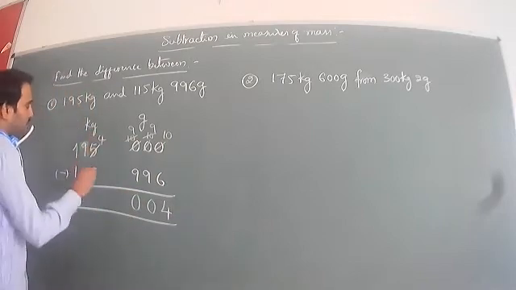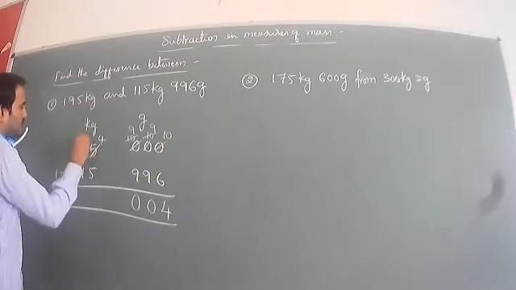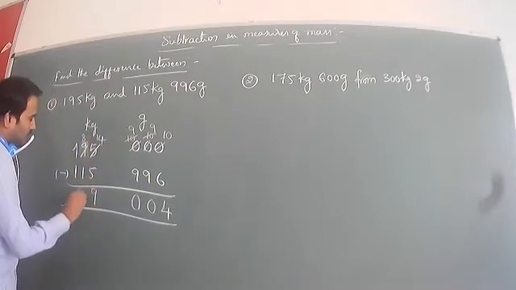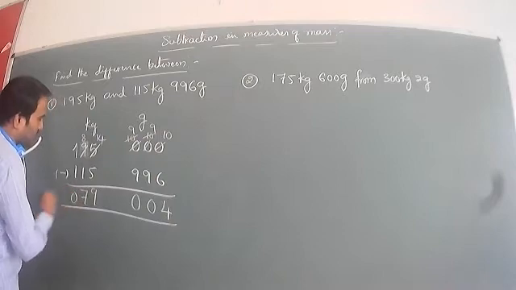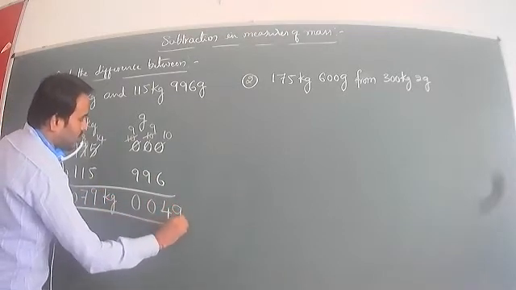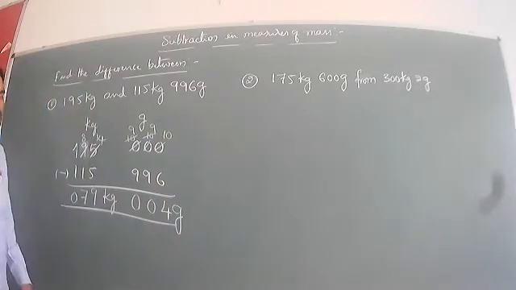Next, 4 is less than 5, so take a carry over, and it becomes 14. 14 minus 5 is 9. 8 minus 1 is 7. 1 minus 1 is 0. The answer is 79 kg 004 gram.